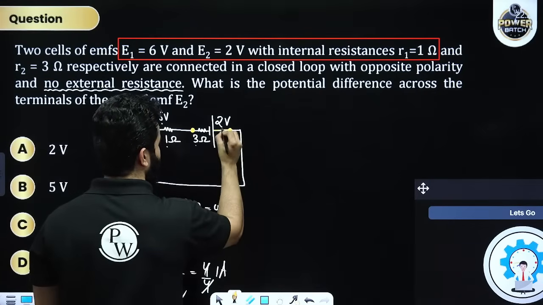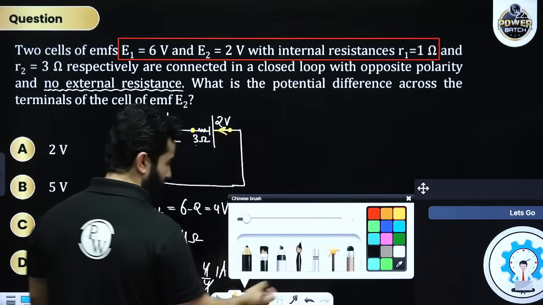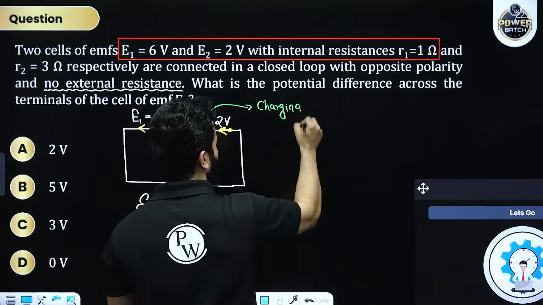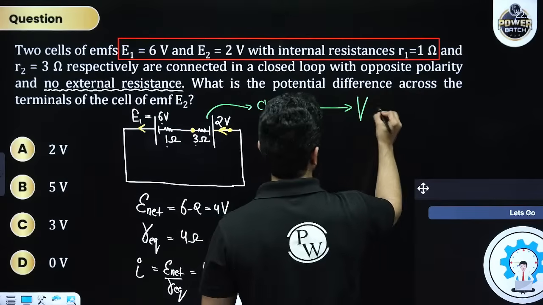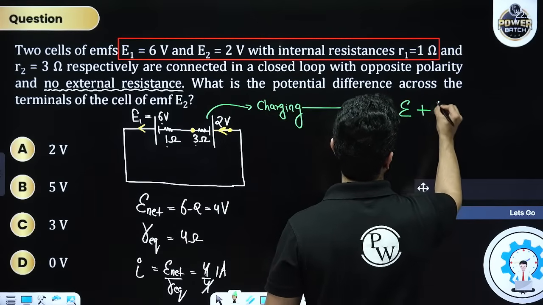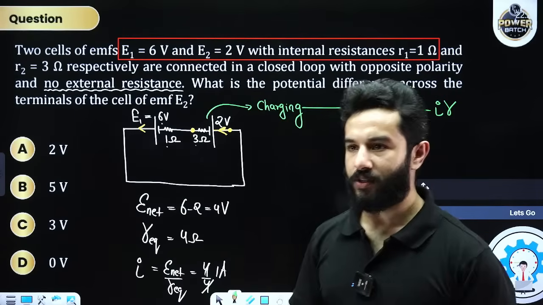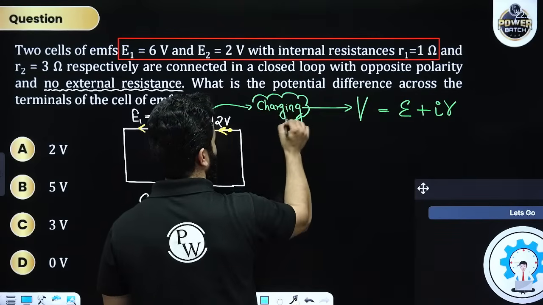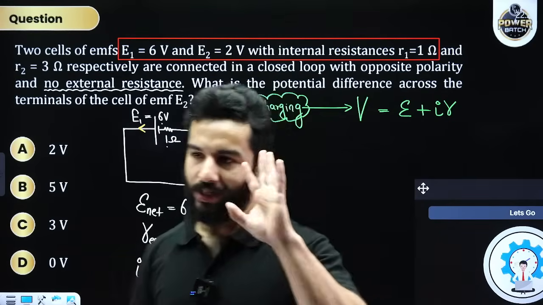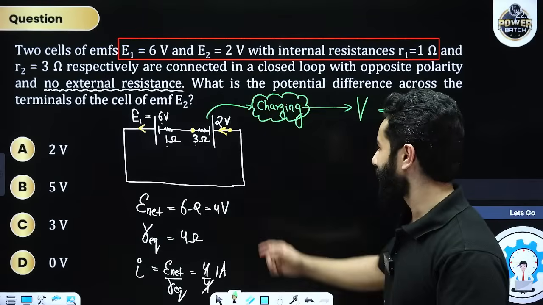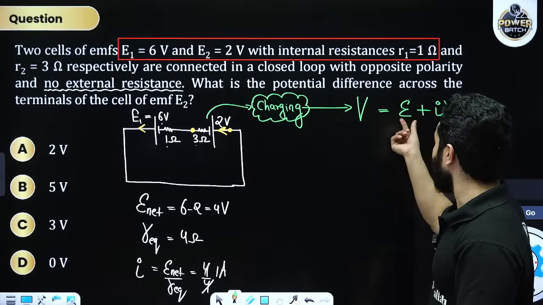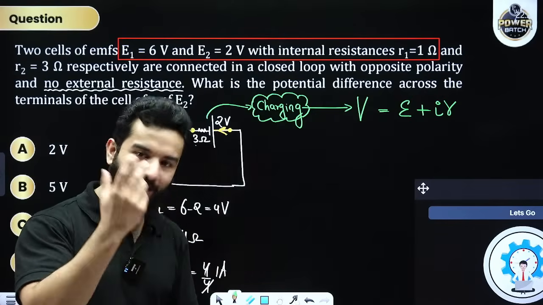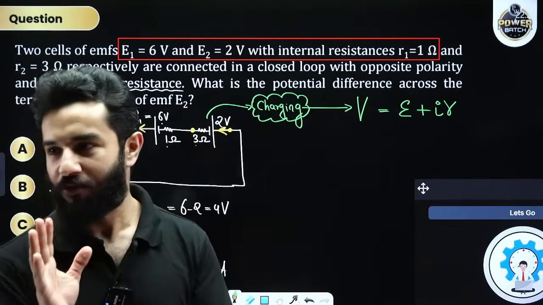So for this cell, we are going to say that this is actually under charging. This is not discharging, this is charging. And whenever you have a charging case, please remember terminal potential difference is written as E plus IR, not E minus IR, because of charging. There are 3 cases possible. If a cell is getting charged, terminal potential difference will be more than EMF. If it is discharging, terminal potential difference will be less than EMF. And if nothing is happening, it is ideal, then terminal potential difference will be equal to E.